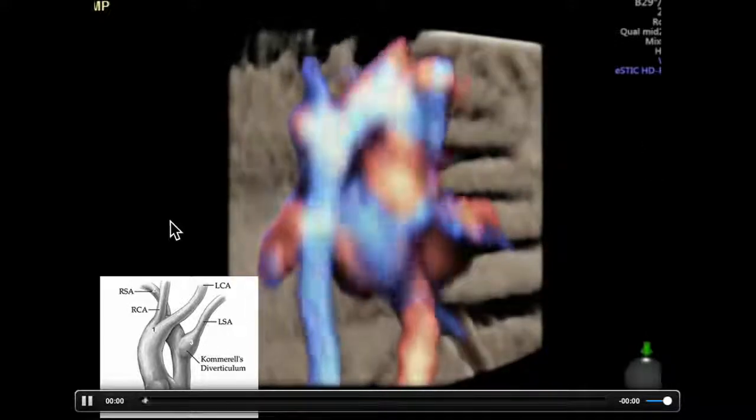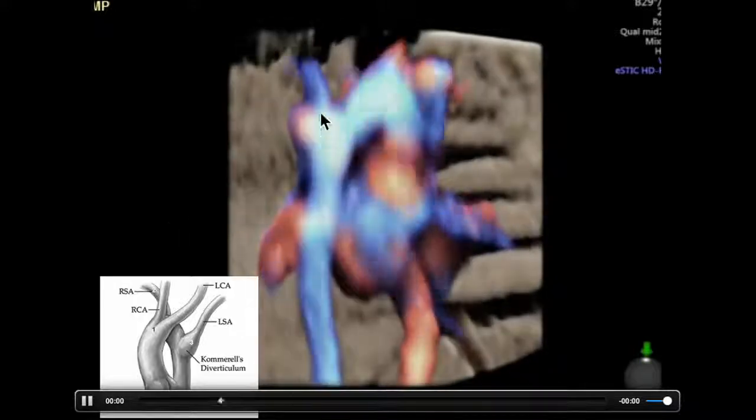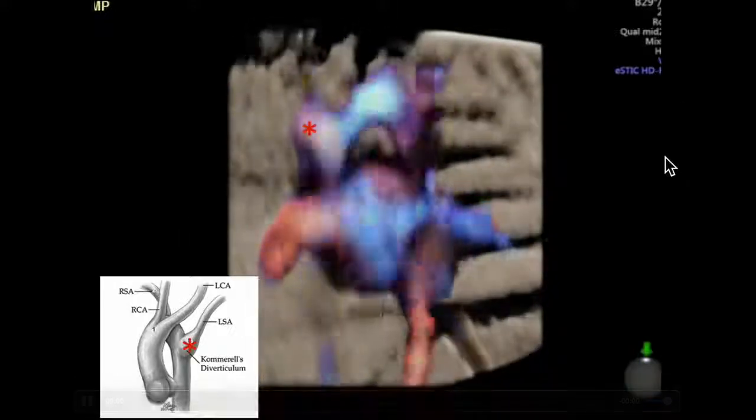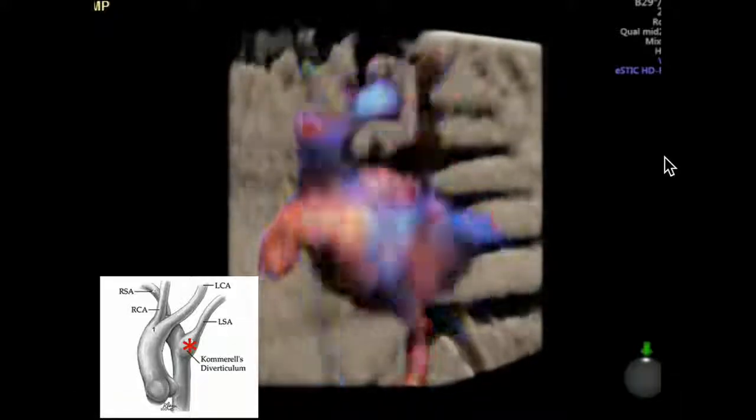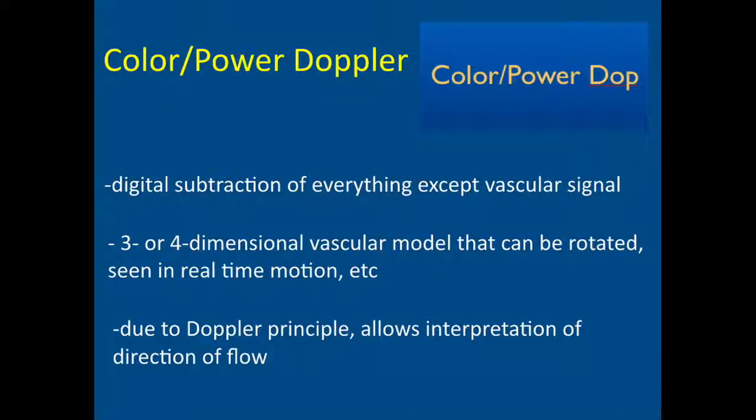Here's the little Netter image shot where it originates off the descending aorta on a structure called Kommerell's diverticulum. Going one step further, color or power Doppler means we take away all the grayscale. Really what you're left with is a 3 or 4D vascular model. Because you're using the Doppler principle, at least in color, you have the ability to interpret direction of flow.